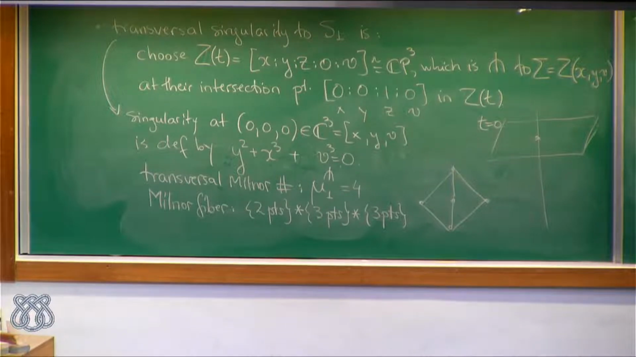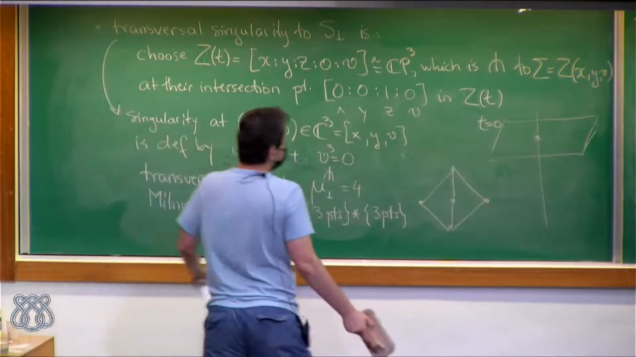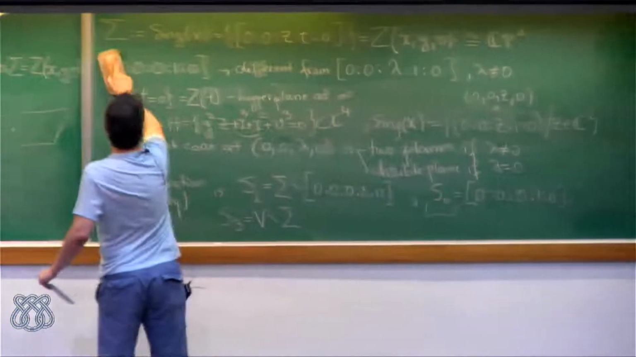All right, so we're done with the transversal singularity at the point S1, and now let's see what happens at stratum S0. So allow me to erase something. I'll erase this.